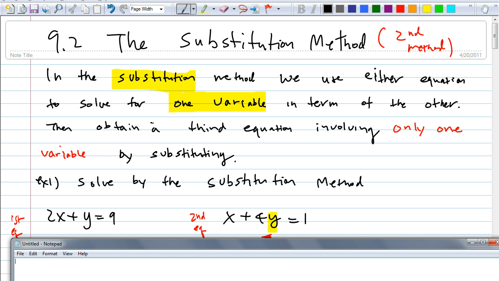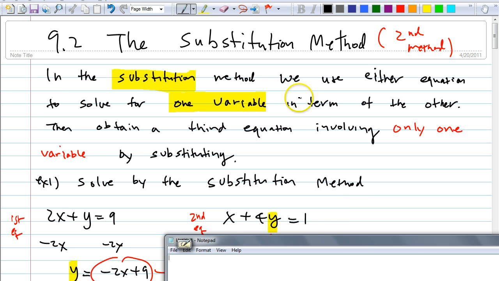It doesn't really matter. And which variable would you like to solve for? It says solve for one of the variables. Would you like to solve for x or y? Yeah, y. Aaron, why do you say y? Yeah, it's alone already. It's easier, right? If I were to solve for x with the first equation, you would have to divide by 2 and you get a fraction. It's not as easy. So that's what you would do.